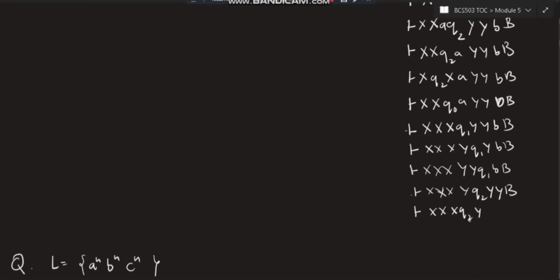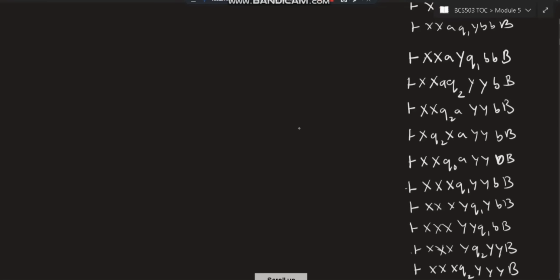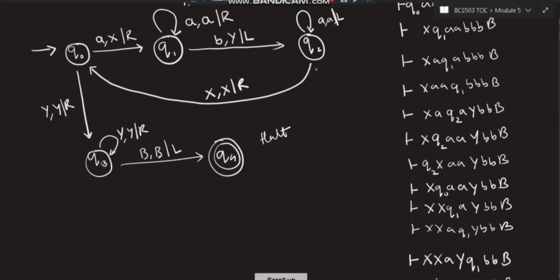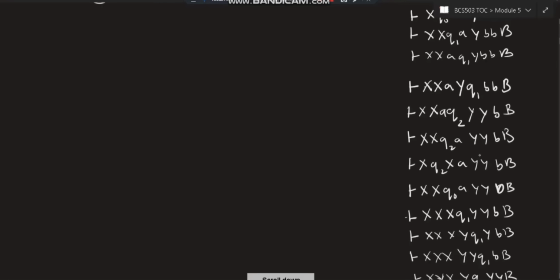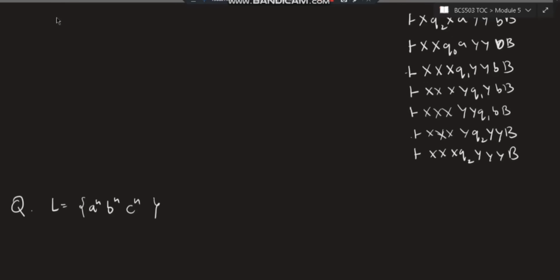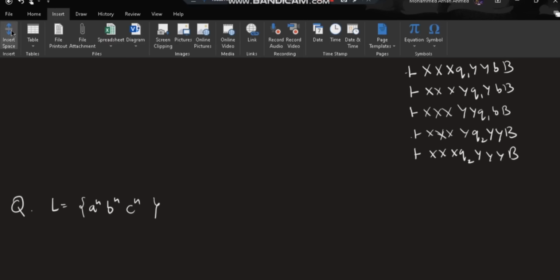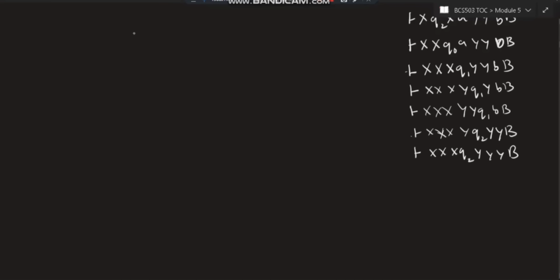Now after that, again it encountered the same thing. Let me insert some space. Okay, now Q2 on Y will remain the same. X X Q2 X Y Y Y B. Now Q2 on X will go to Q0 and move to the right.